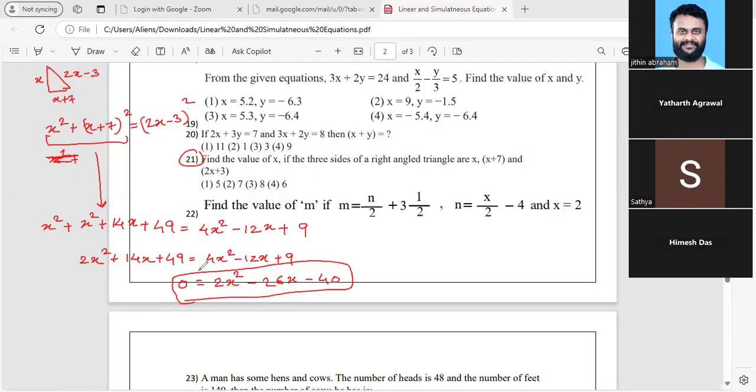Okay, I can simplify this quadratic equation, by the way. I can take 2 common. So when I take 2 common, inside I'll be having x square minus 13x minus 20. I have 2 over here, and then I divide 0 by 2, it becomes 0. Now this is my quadratic equation.